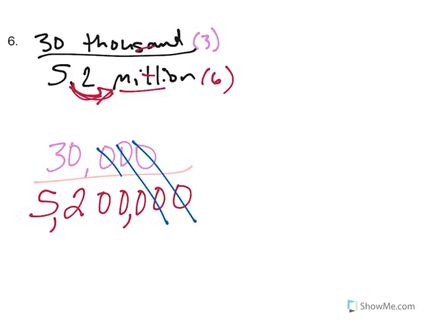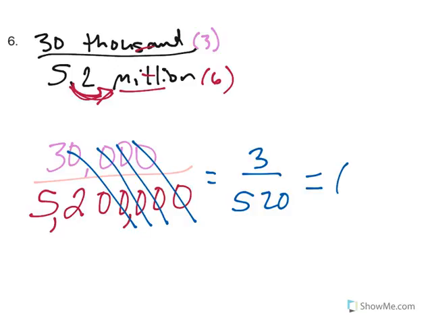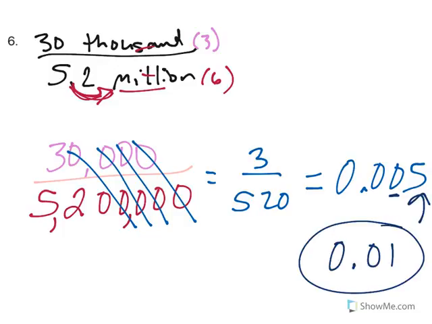1, 0, 1, 0, 1, 0, 1, 0. I'm left with 3 over 520. Or you could have just divided them. You get the same answer. We'll end up with 0.005. Now remember, the directions said round to the nearest hundredths. 5 rounds up, so I would end up with 0.01 for that answer.